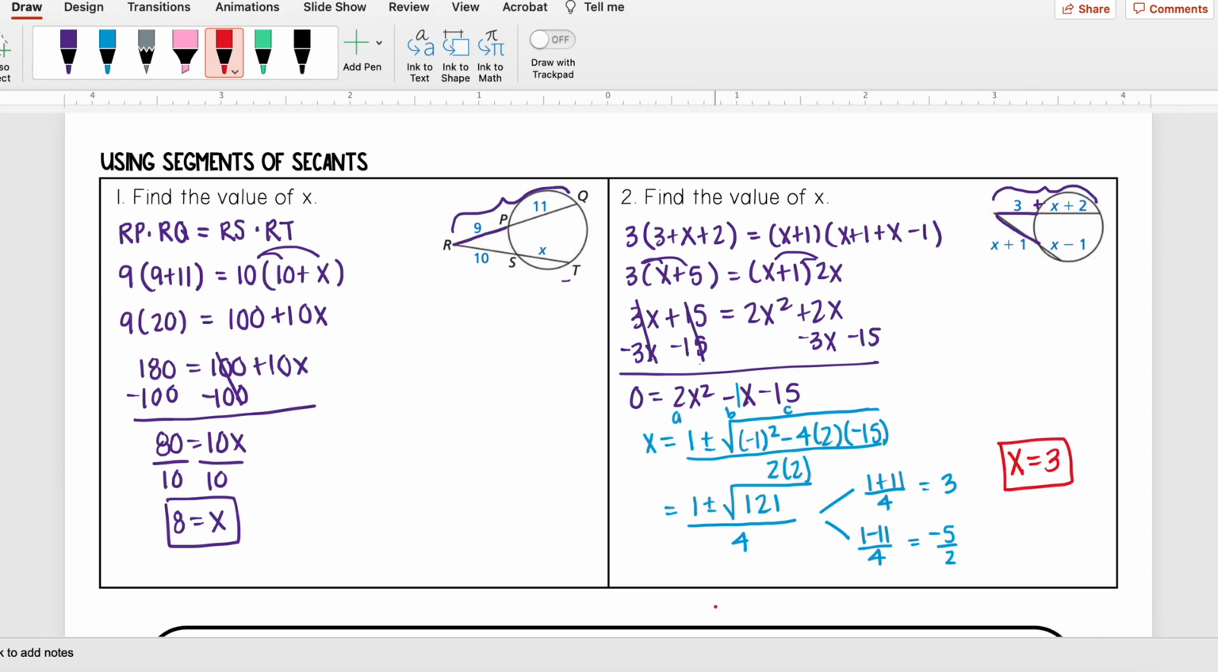If you need more review on the quadratic formula, I do have a video posted after this lesson.